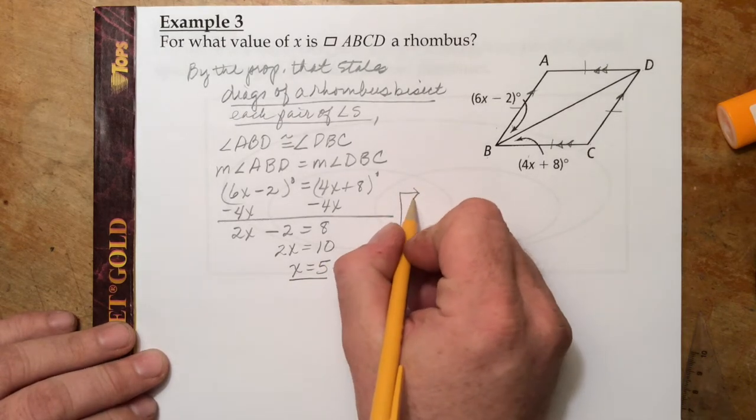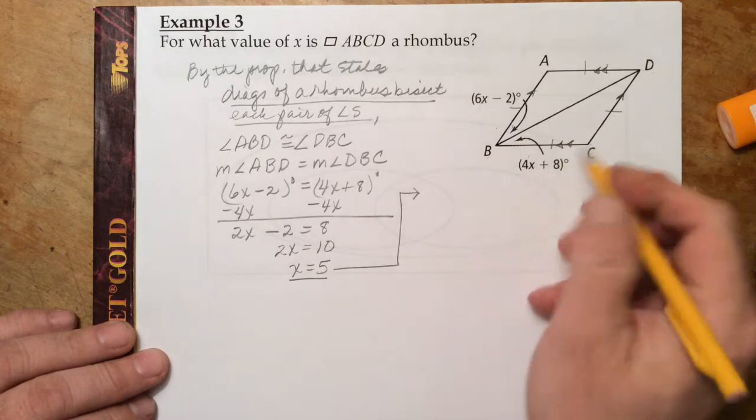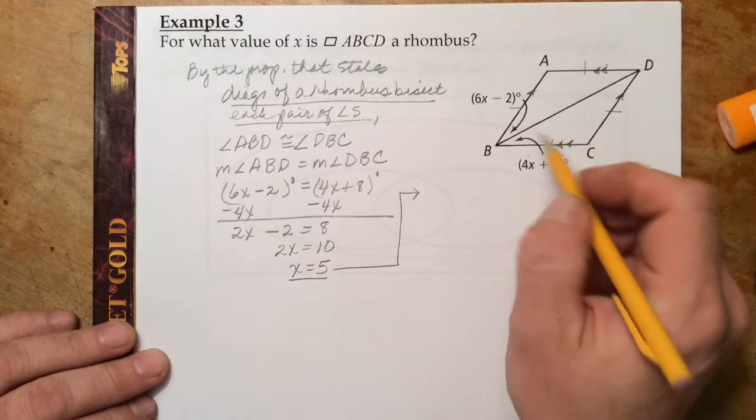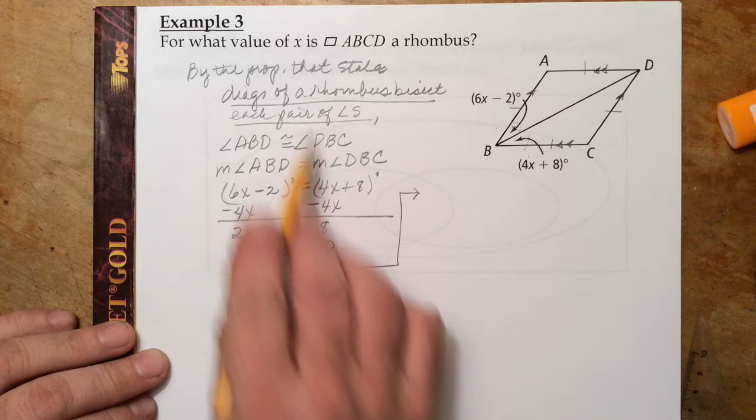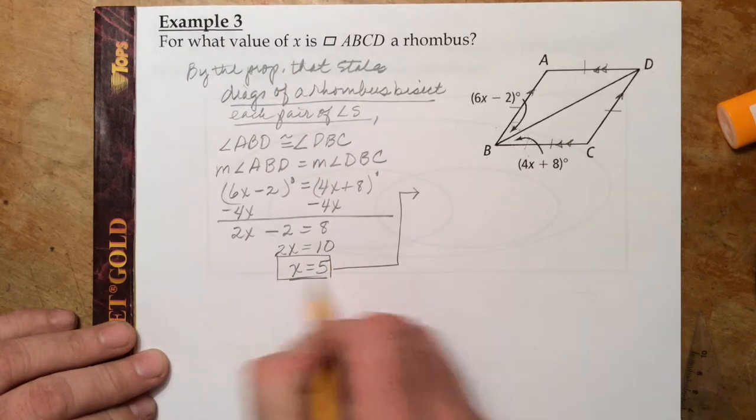Now taking that 5, we could find the measure of these two angles. They didn't ask for it, so we're done right here.